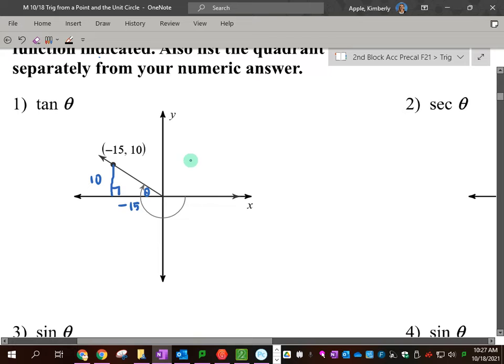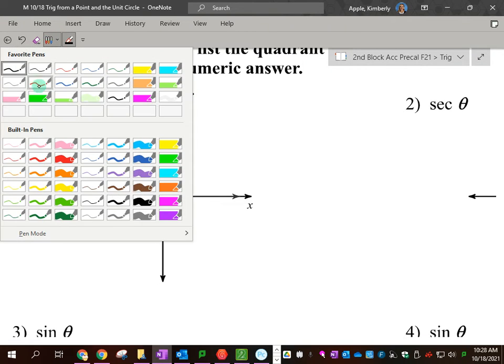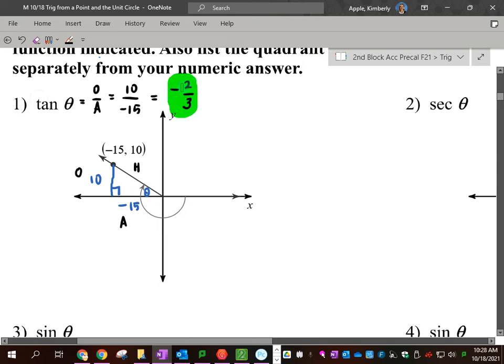And at this point, it's going to be very simple for us to find tangent of theta because based off of theta here, this is h, this is a, and this is o. And the tangent is defined to be the opposite over the adjacent side. Okay. Well, I have those numbers already, so this is reduced to a pretty simple process. So it's 10 over negative 15, which reduces to negative 2 over 3. And that is the value of tangent theta. Okay.